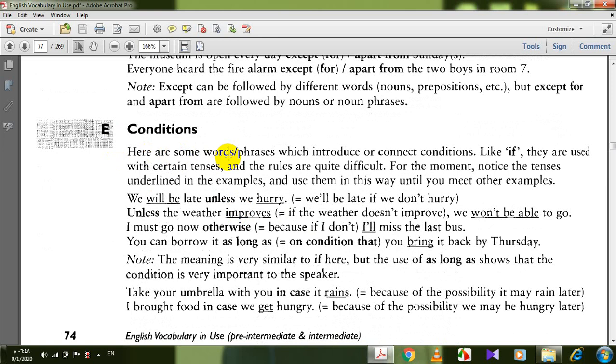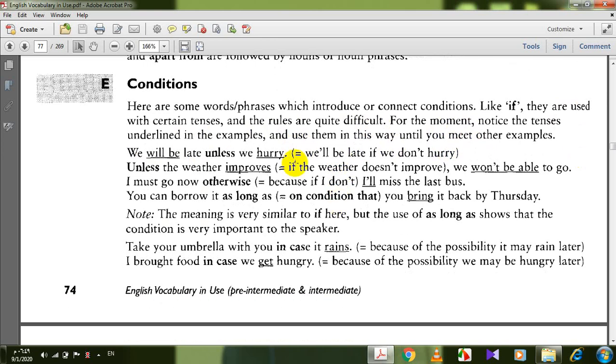Conditions. Here are some words, of course, conditional if. Here are some words, phrases which introduce or connect conditions, like if. They are used with certain tenses, and the rules are quite difficult for the moment. Notice the tenses underlined in the examples and use them in this way until you meet other examples. So, regardless of the tenses, we have to pay much attention to if, unless, because unless means if not. Unless means if not.